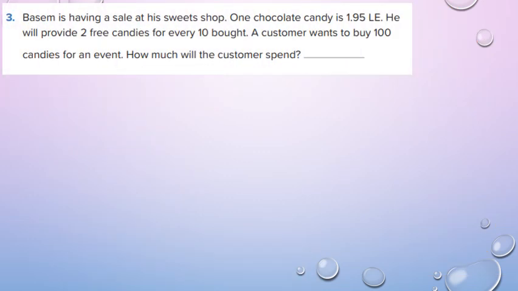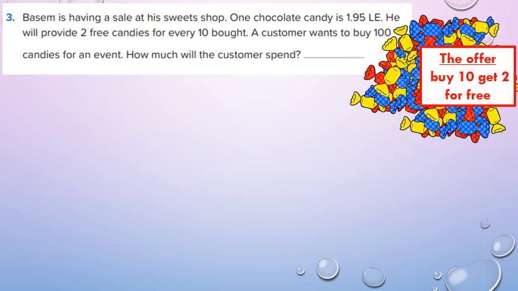Exercise number 3. Basim is having a sale at his sweet shop. One chocolate candy is 1.95 LE. He will provide 2 free candies for every 10 bought. A customer wants to buy 100 candy for an event. How much will the customer spend?